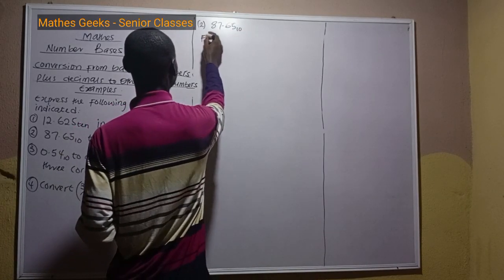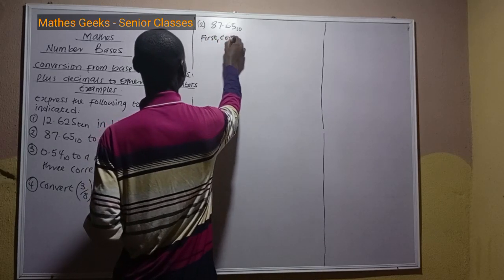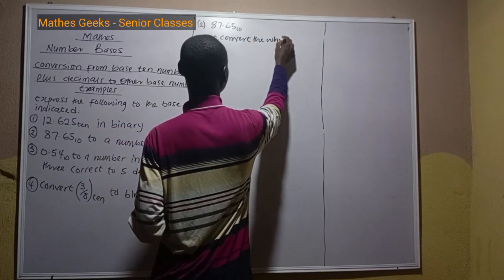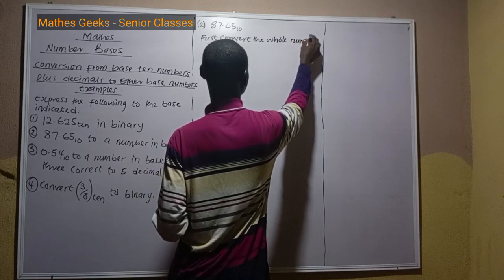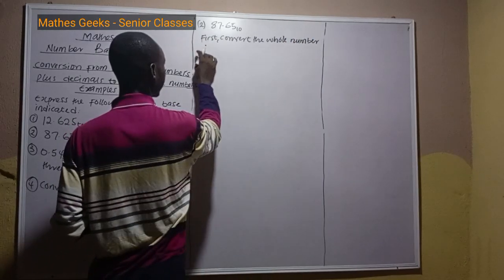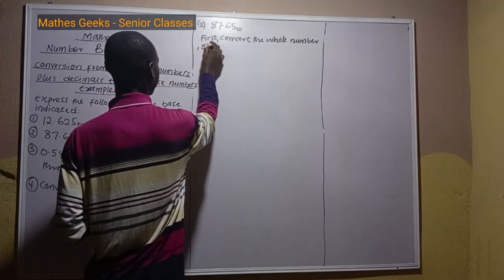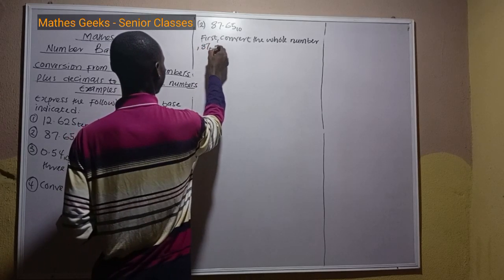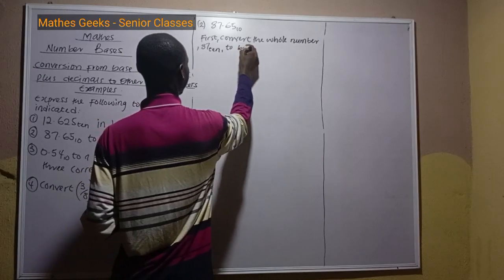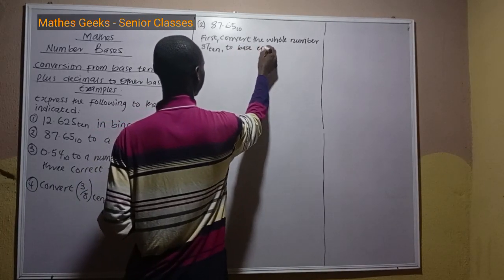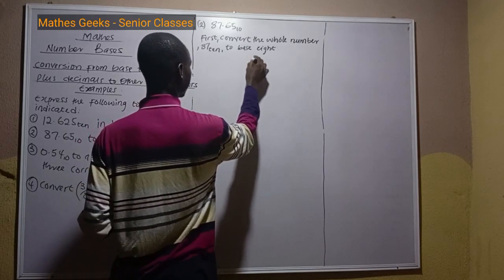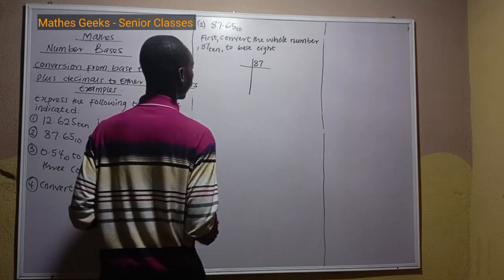So first, convert the whole number. Let's convert the whole number, which is 87 base 10, to base 8. So 87 to 8.